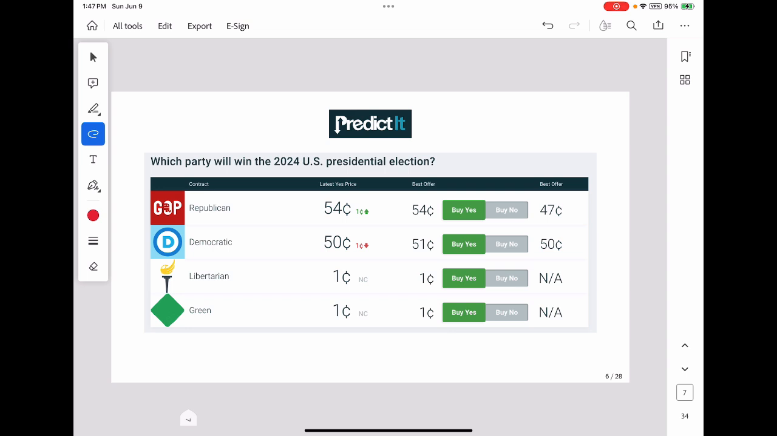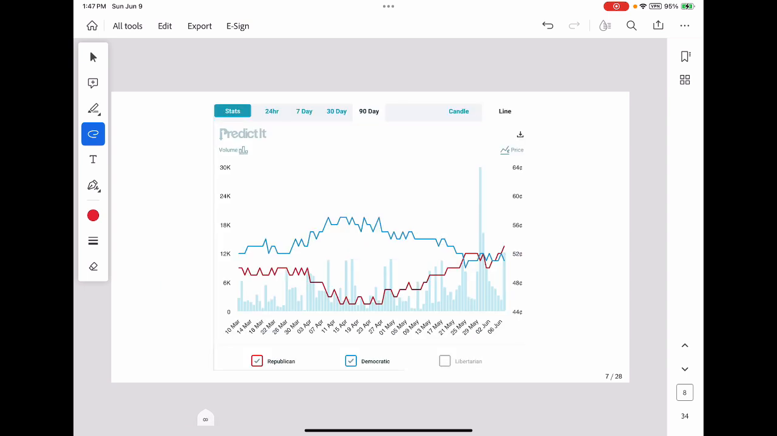Now, notice that this contract is not referencing the popular vote. So there's no contradiction really between this market and the one I showed you earlier. In this case, the event that the market is referencing is the outcome of the presidential election in terms of who will actually win the race rather than who will win the popular vote. And those are two different events.